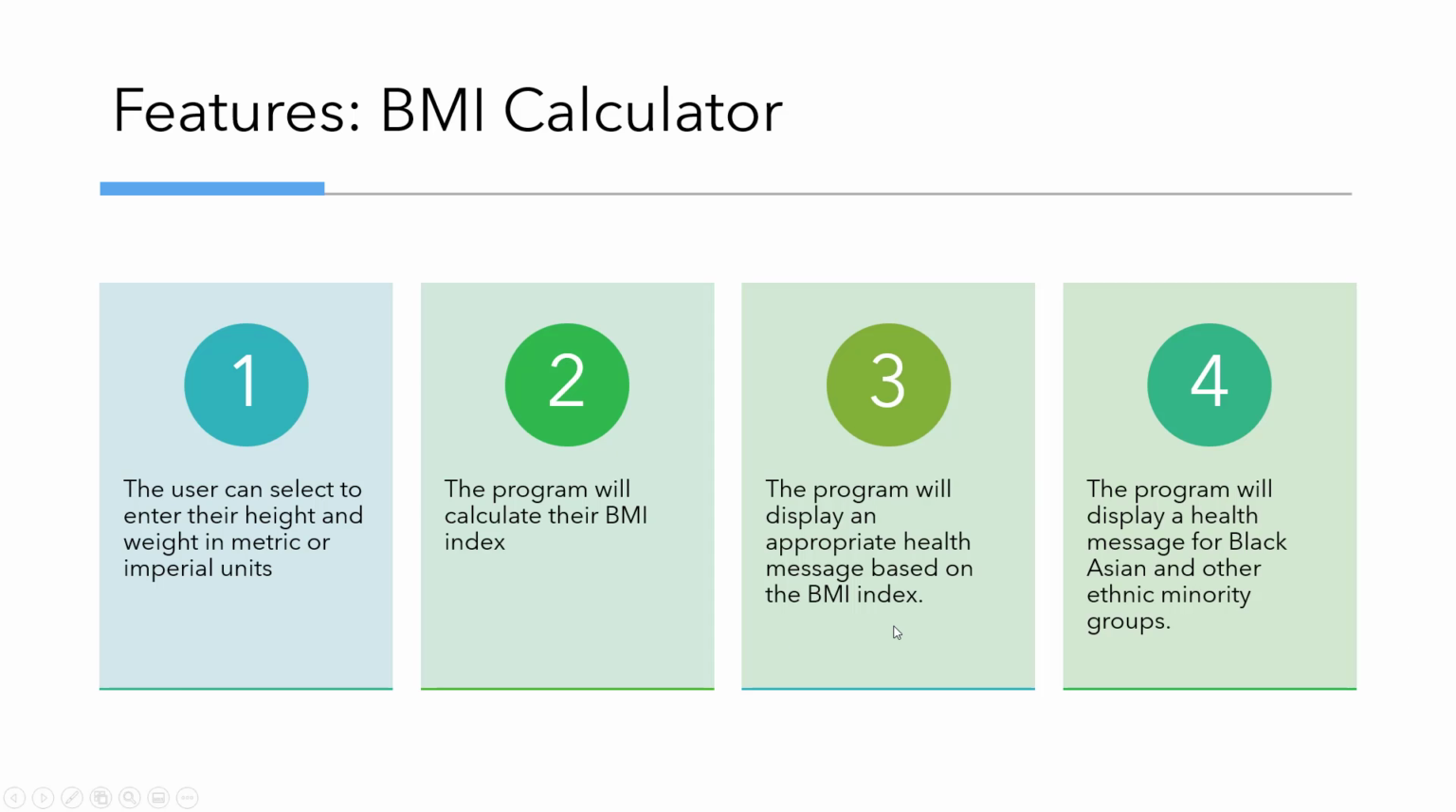Okay, so to finish off, this calculator must allow the user to select either to enter the height and weight in metric units or imperial units. The program will calculate their BMI index from both, and it will display appropriate health messages based on their BMI index, and there will be a separate health message for Black, Asian and other ethnic minority groups. I think that's it.